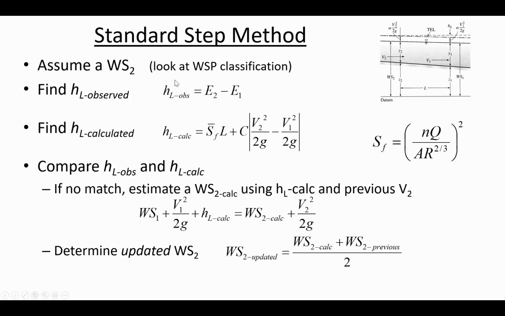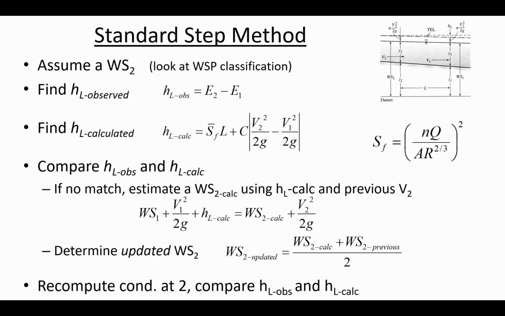So this updated water surface that you should use in the next cycle of your iterations is going to be your initial assumed value for the water surface plus the calculated, divided by 2. So rather than going all the way to this calculated water surface depth, it will allow the solution to converge if you instead take a more incremental approach and split the difference between your previous guess and this updated calculated version. And I think you'll see why that's necessary as we go through the spreadsheet itself.